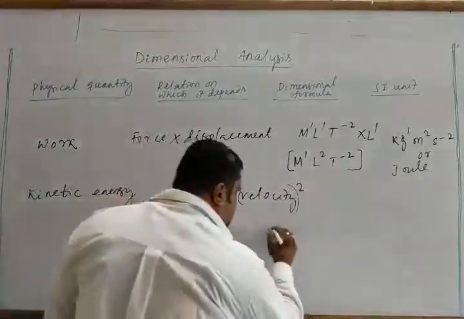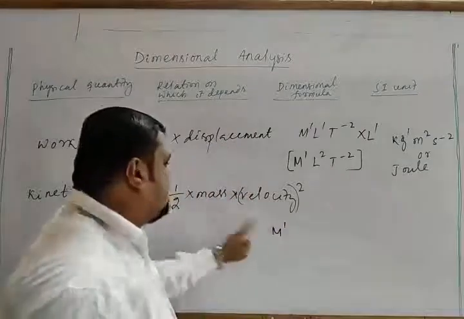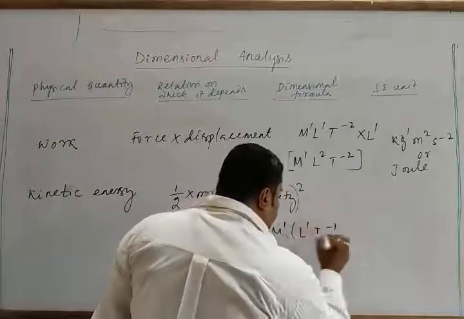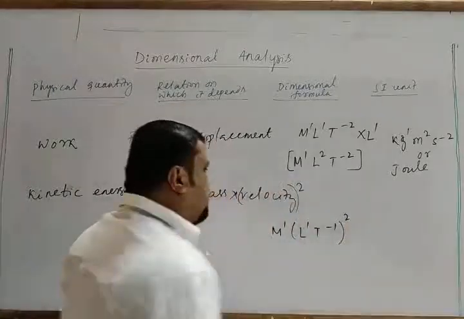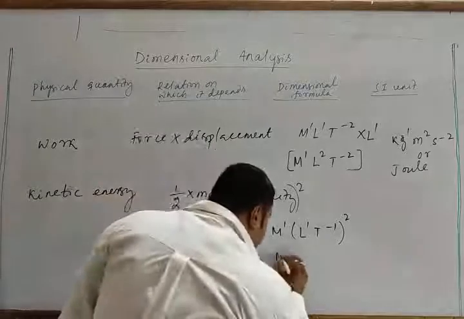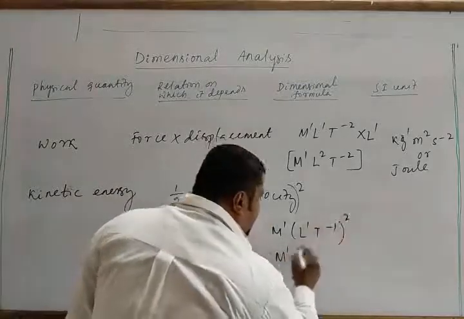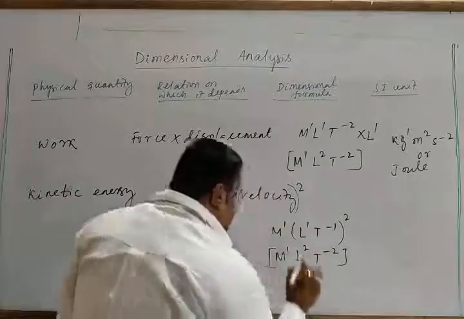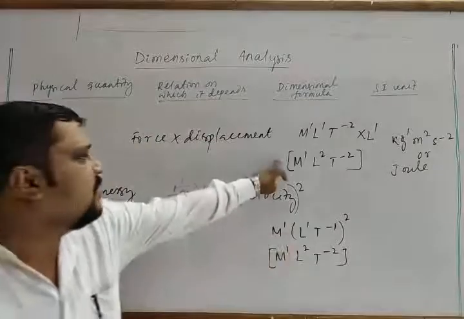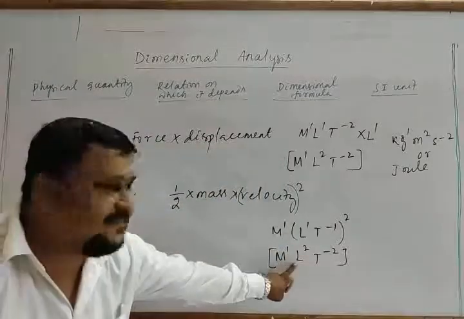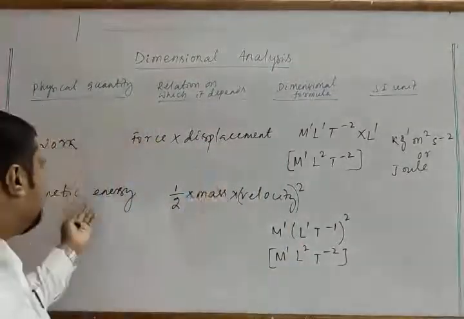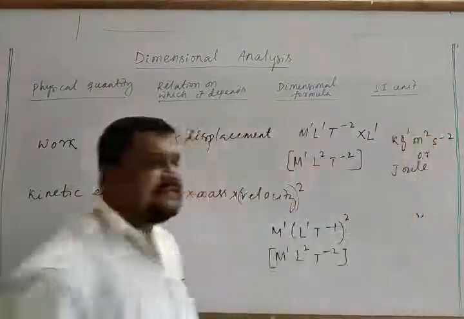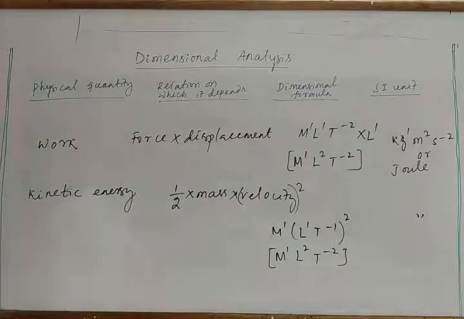If there is no dimension, then when you calculate, mass has M1, velocity is already M1 T minus 1, to the power 2. So if you take the square, then what will you get? M1 L1 into 2, that is L2 T minus 1 into 2, T minus 2. So this is the dimension: M1 L2 T minus 2. Work and kinetic energy both have the same dimension. Means work and energy have the same dimension. Unit is also the same. I will not write this one: kg1 meter 2 second minus 2, or joule.